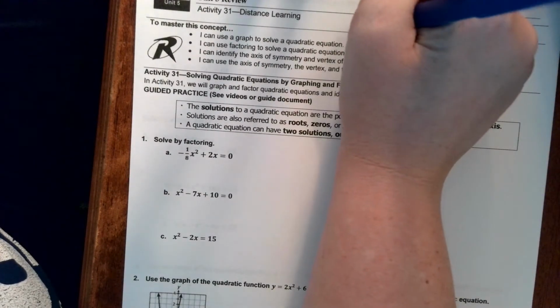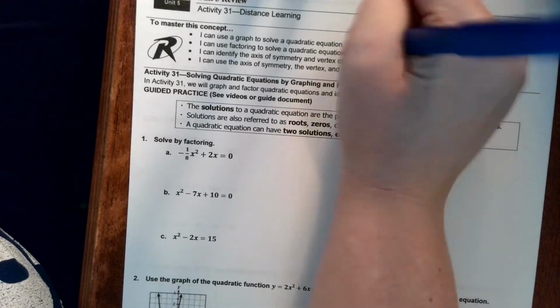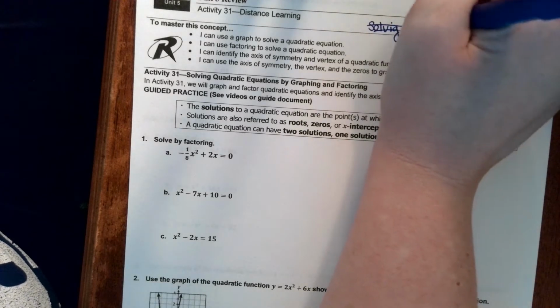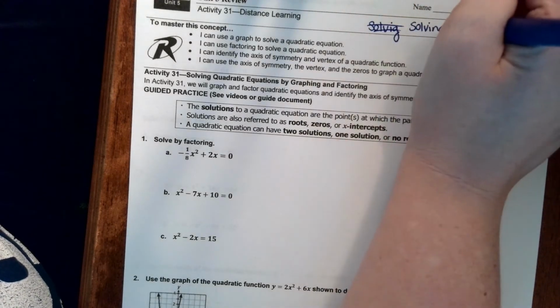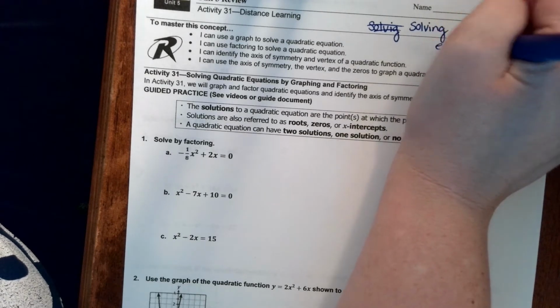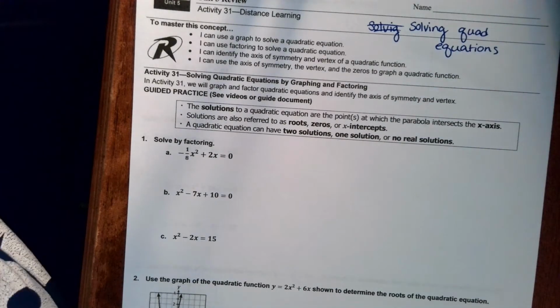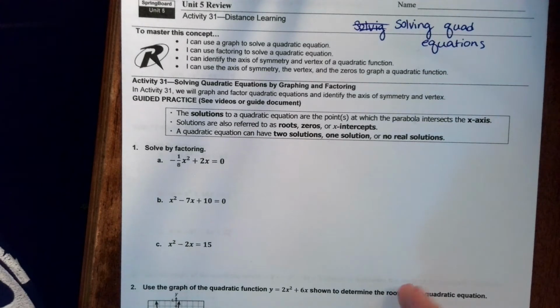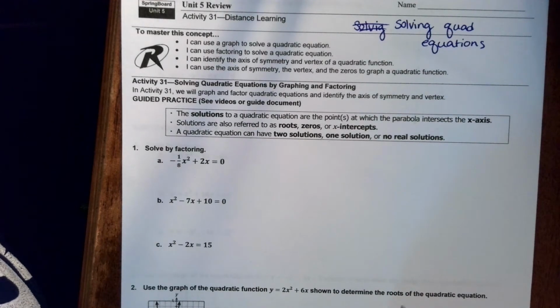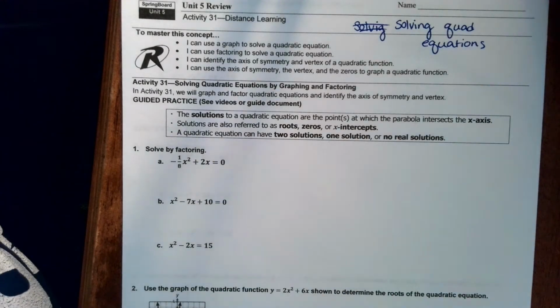So we get into solving quadratics here. If I could spell solving, that would be nice, but you know. Okay, so we're getting into solving. And if you recall, one of the first things you learned when you came into an algebra class was solving linear equations. Now we're getting into solving equations that have a squared in it, so we're solving quadratics.